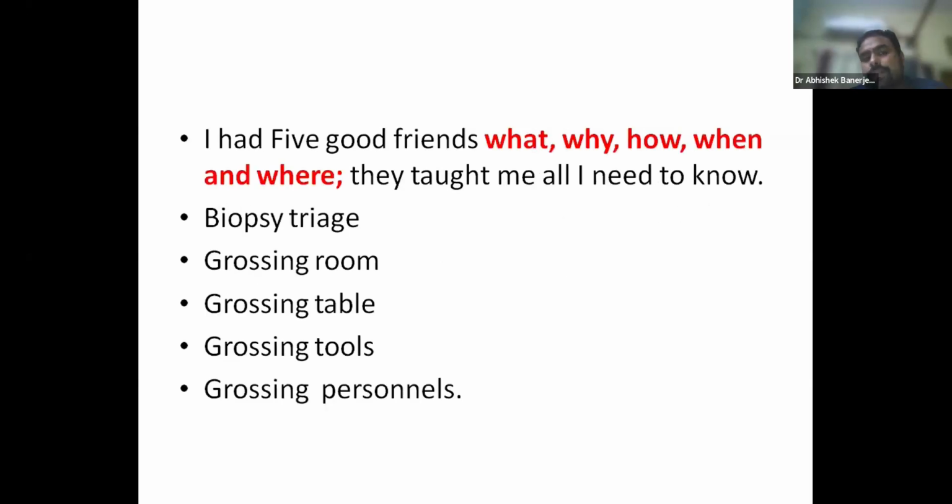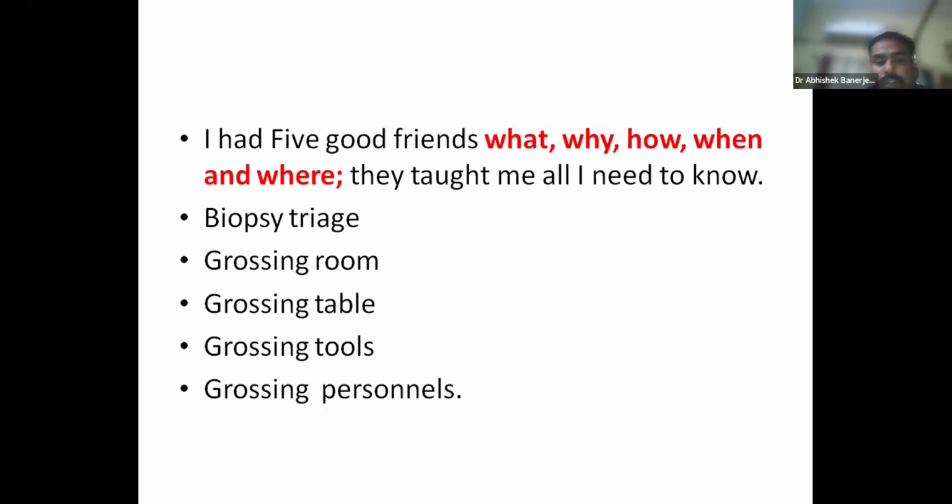There's a quotation which I have found, that I have 5 good friends: why, what, how, when, and where. And they taught me all I need to know. The few important things are, first, the biopsy triage. Biopsy triage means we have to know what are the things which are very important for entering into the biopsy room or the biopsy facility. There should be a properly designated grossing room or table, grossing tools, and the most important is the grossing personnel.